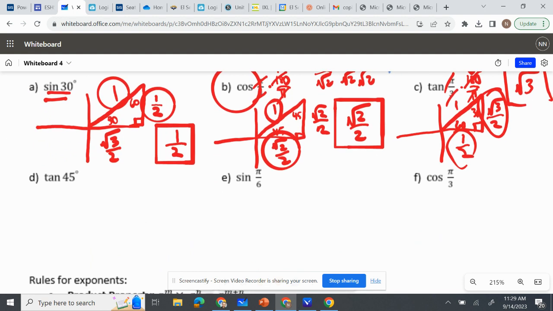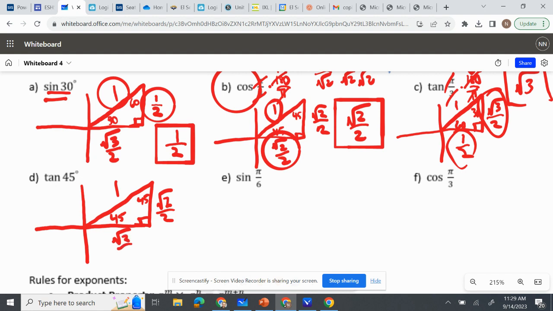So when we're looking at letter D, we're going to draw our triangle in the first quadrant with 45 degrees. And so this is a 45, 45, 90 triangle. Our hypotenuse is 1, and that means that our sides are rad 2 over 2. This is the same as the last 45. This time with tangent, it's opposite over adjacent. So that would be square root of 2 over 2 divided by square root of 2 over 2. Those are exactly the same, so they cancel and they become 1.